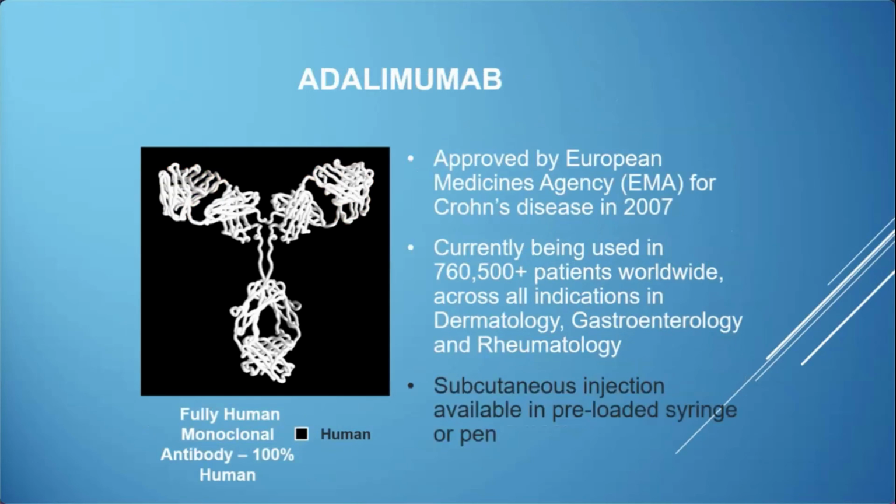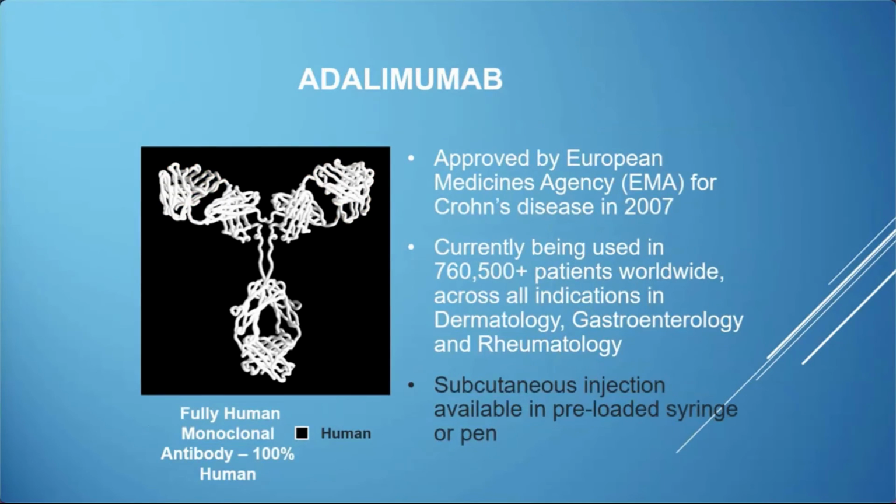Adalimumab, or Humira, was approved by the European Medicines Agency for Crohn's disease in 2007. It's currently been used in over 800,000 patients worldwide across all indications in dermatology, gastroenterology, and rheumatology. It's a subcut injection available in a preloaded syringe or pen.